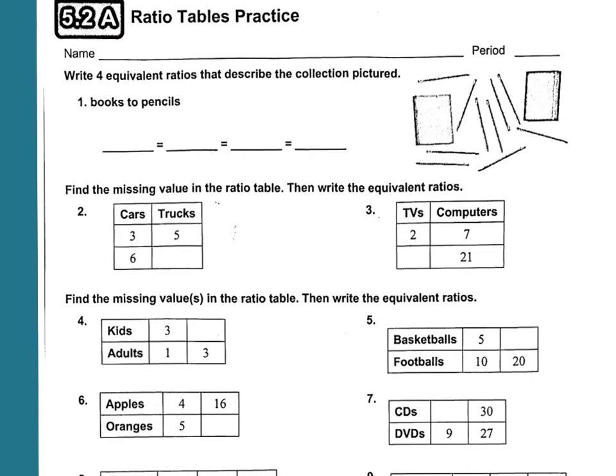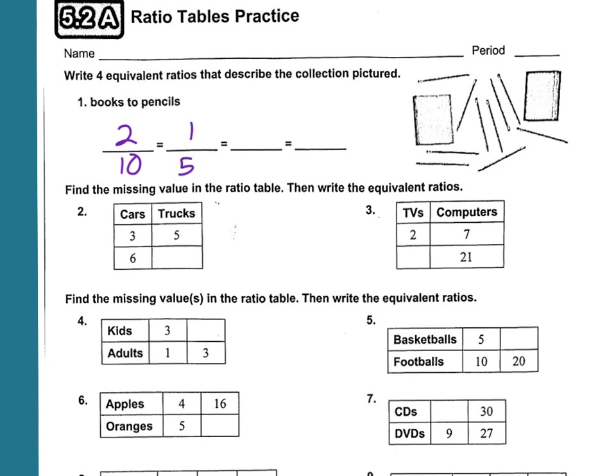Books to pencils. Okay, so how many books do I have? I have 2 books. How many pencils? 1, 2, 3, 4, 5, 6, 7, 8, 9, 10. So 2 to 10. Well, it wants us to write 4 equivalent ratios. So the first thing I always do is ask, is that simplified? It's not. It simplifies to a 1 to 5.